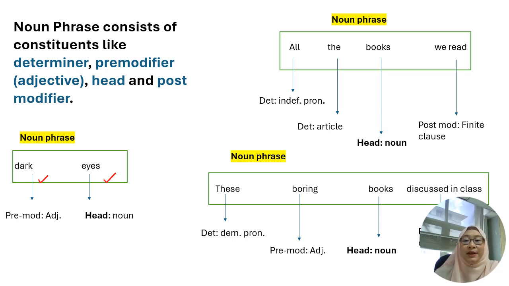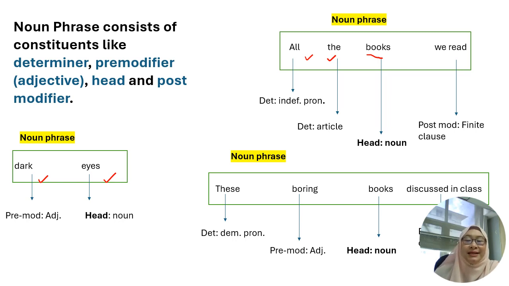Then here we have another example, slightly longer: all the books we read, in which this particular part is a clause. The books here is being pre-modified by the indefinite pronoun all and the article the, and post-modified by a finite clause.